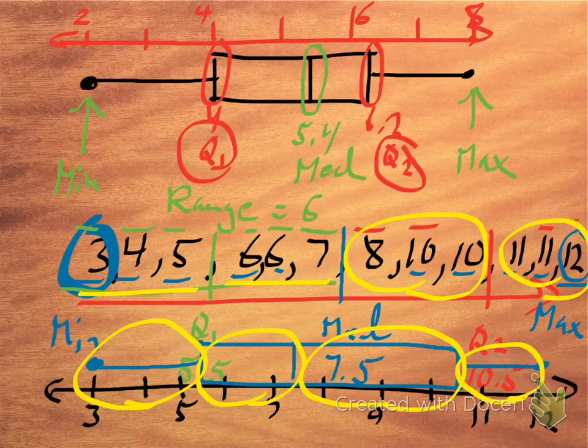Now, you'll find sometimes the box might be really skinny and the whiskers might stick way out. That would happen especially if you had really low or really high outliers. Sometimes your box and whisker graph might have a really wide box and the whiskers are really small. And that's where most of your data is pretty close together.